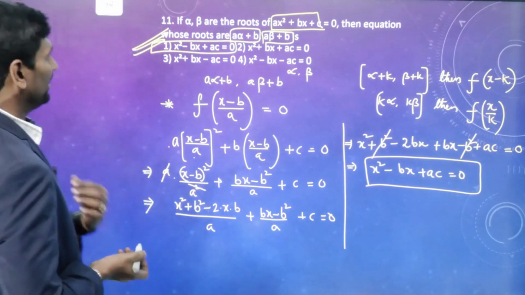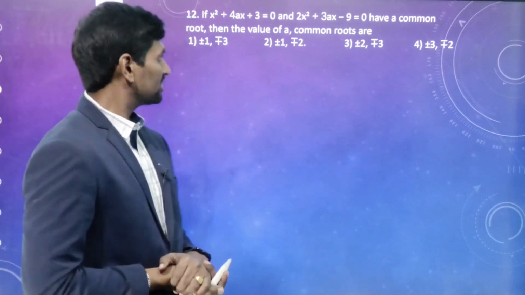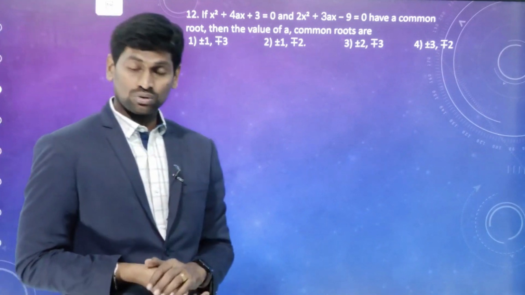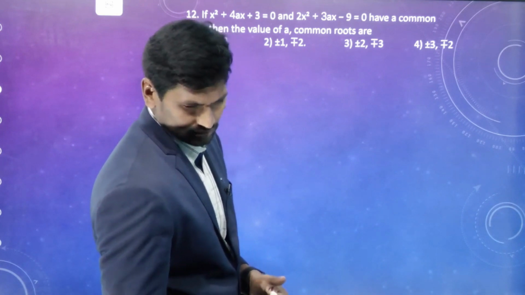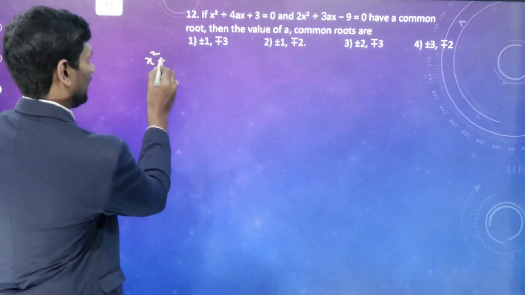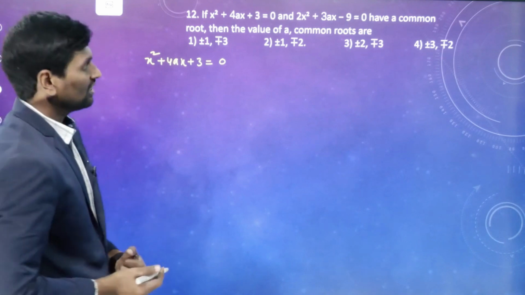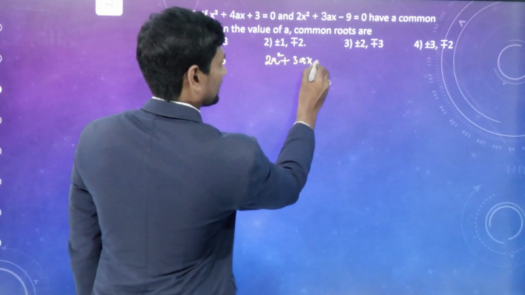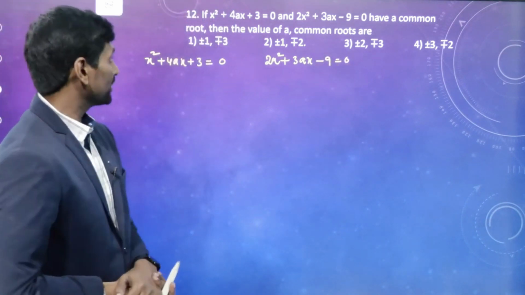Let us go to the next problem. Two equations have a common root, then find the value of a, and the common root also we should find. So what are the equations here? X square plus 4ax plus 3 equal to 0, one of the equations. And the second equation is 2x square plus 3ax minus 9 equals 0. They have a common root.